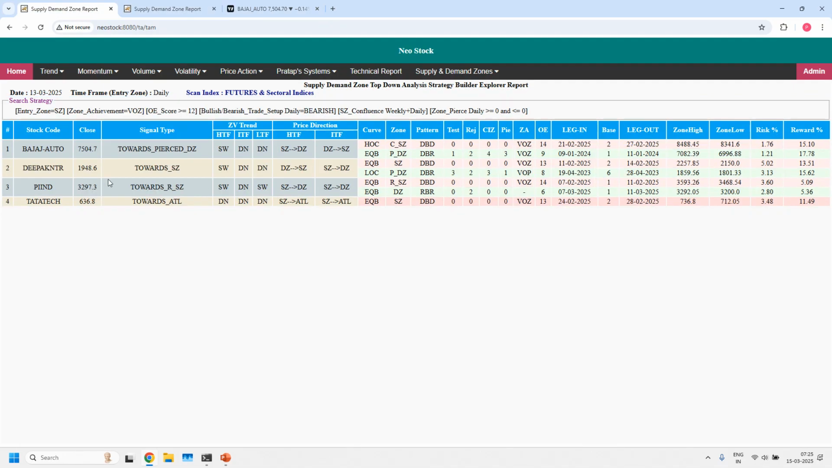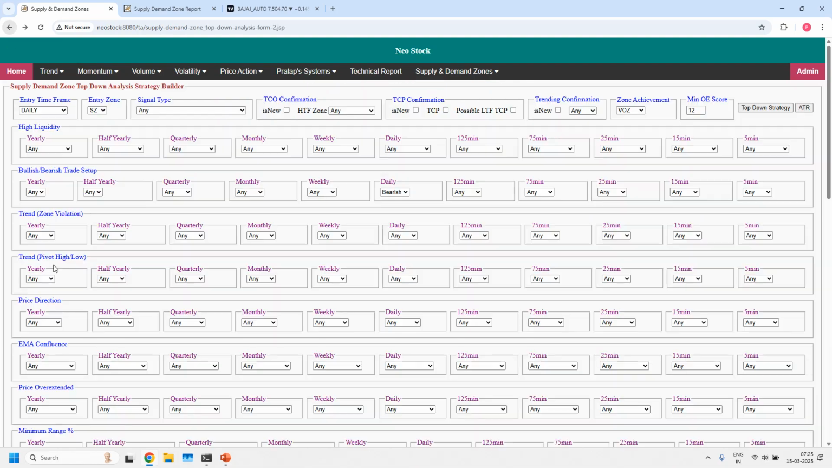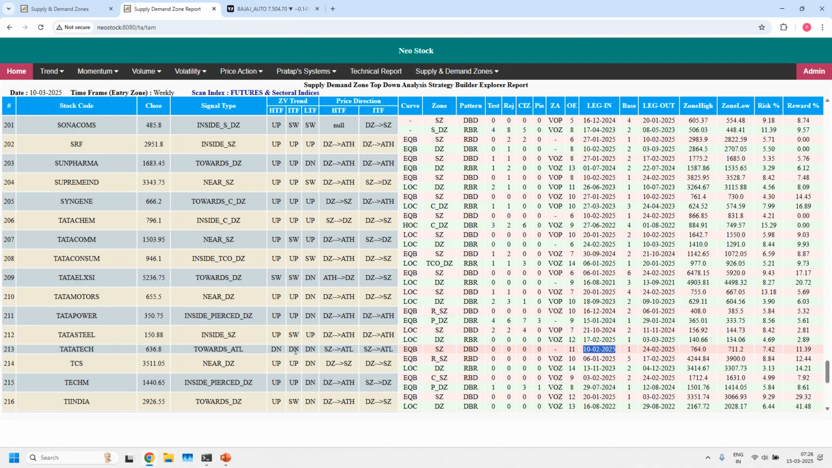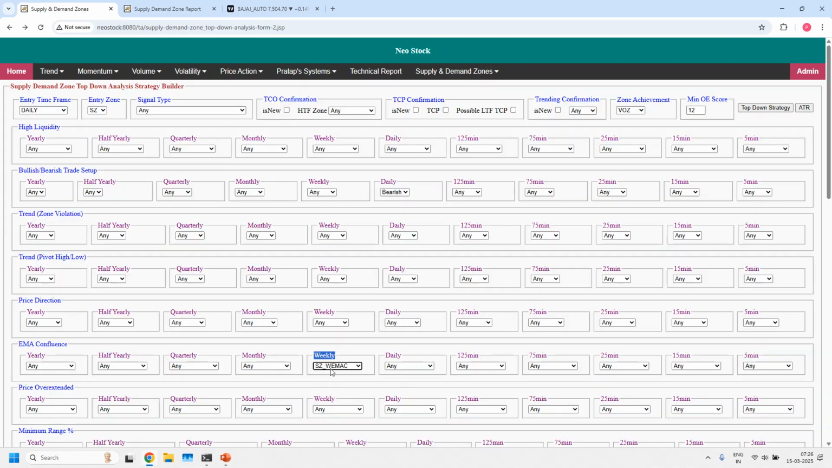Okay, let us check in our software. All 4 stocks are filtered, so I am going back and adding the filter. What is the filter? EMA confluence, weekly time frame. Why weekly? Because the daily zone is overlapped with the weekly. That's why we are checking whether the weekly zone has weekly EMA confluence or not. Which zone? Supply zone. So, weekly supply zone with weekly EMA confluence. And moreover, the weekly trend is down in all these stocks, so it is a bearish trade setup. So, let's filter.